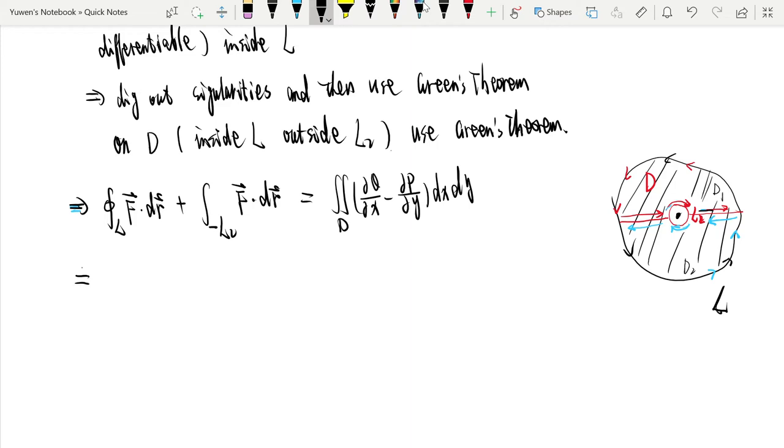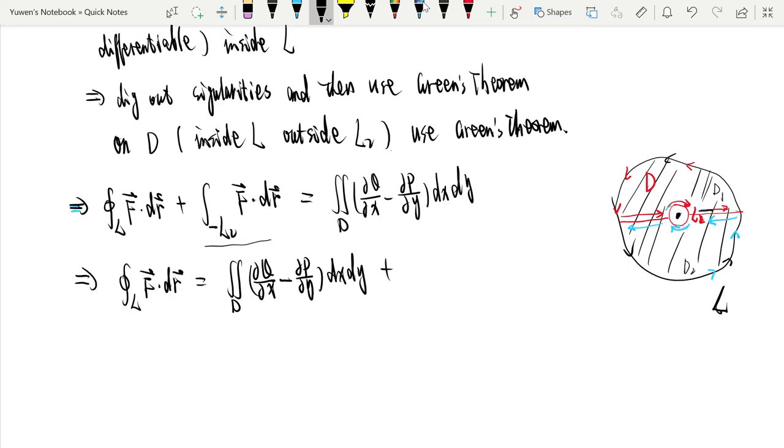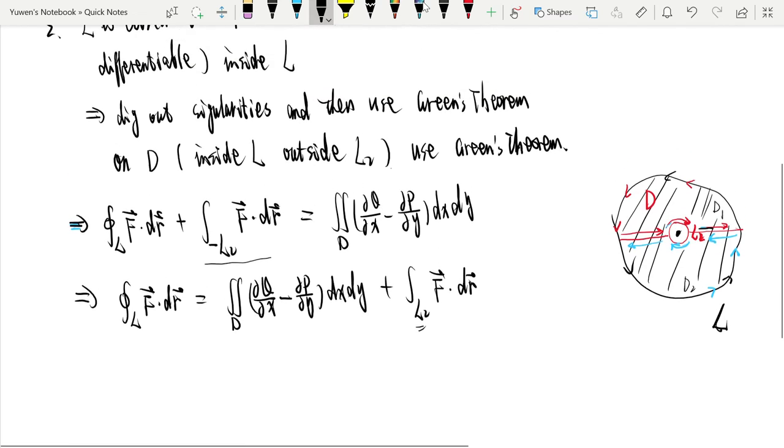So after we take this to the right-hand side, the line integral of F dot dr is the double integral on D plus the integral on L2, with positive orientation, of F dot dr. That's the case if P or Q has singularities inside the closed curve.